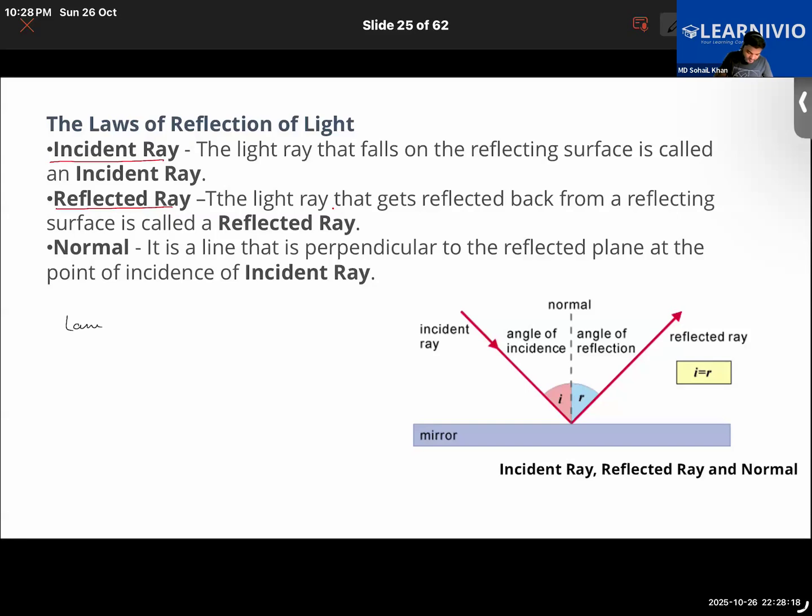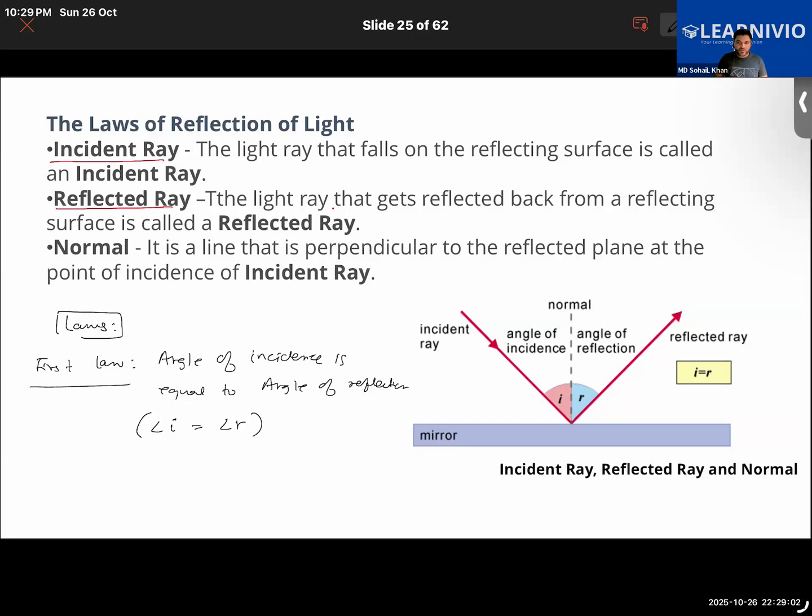The first law says that the angle of incidence is equal to the angle of reflection. No matter where the rays of light are falling, on a plane mirror, on water, on a rocky surface, on a wood surface, etc. It's a universal property, a universal law we can say. So that is angle I is equal to angle R. Angle I is for angle of incidence, angle R means angle of reflection.